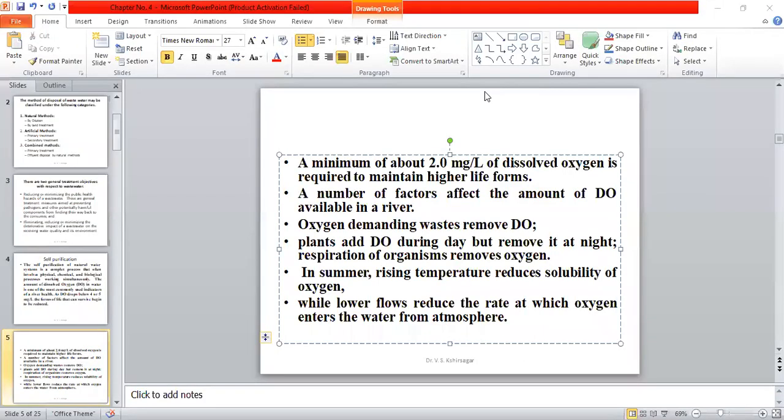Someone please answer. In case of steady flow, someone has given an answer. Someone else has given the answer: movement of water is high, in that case DO increases.